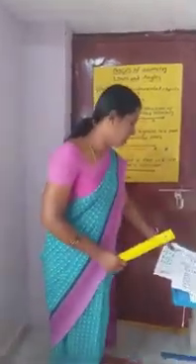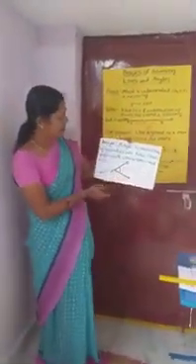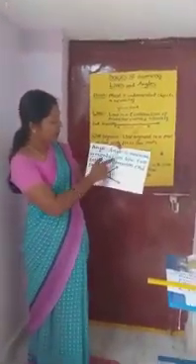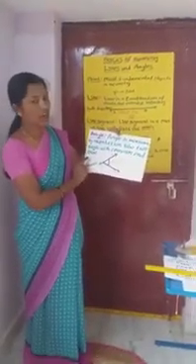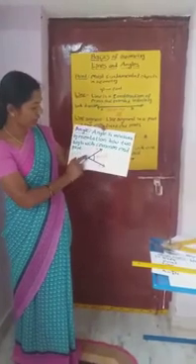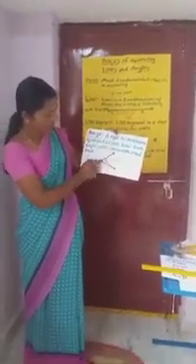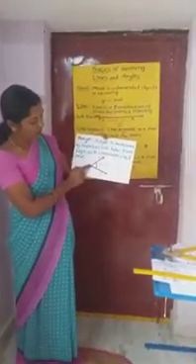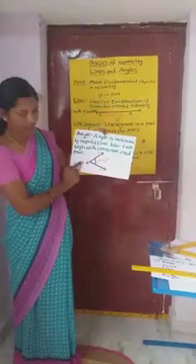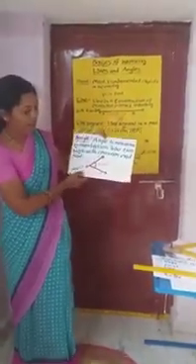And next one is angle. Angle is measured by the orientation between two rays with a common endpoint. Here OA and OB are two rays. The common point is O. So the common point O is called the vertex. This part is called the angle. And next one is types of angle.